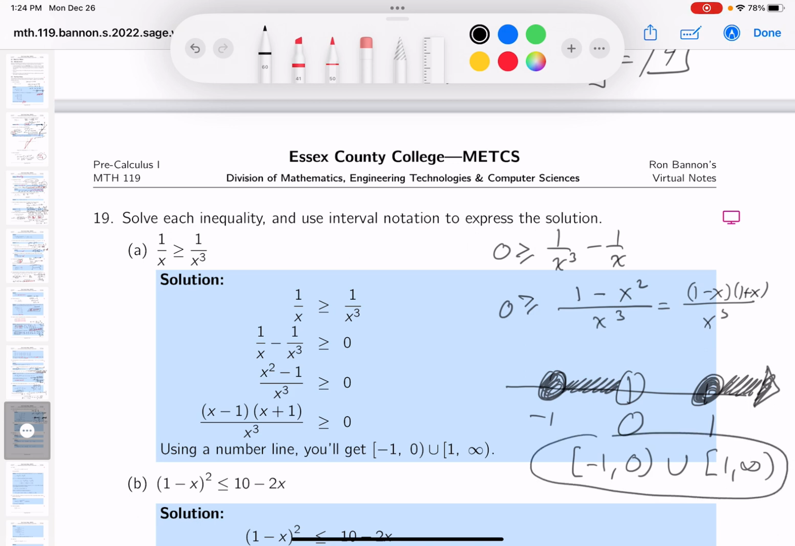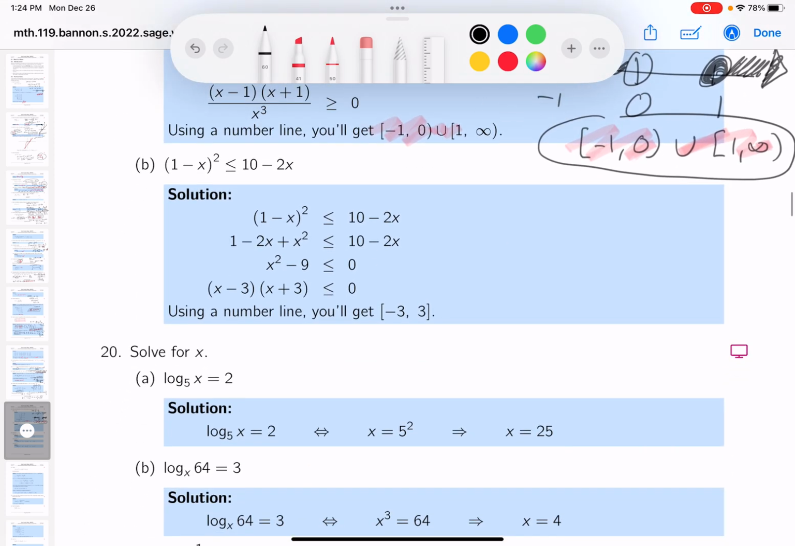Put a box in that, get my red pen out, and see if I got that right. We're doing okay. Let's move on to the next question, which is B. Let's take a look at that one over there. And I would expand it. And what do you get? You would get 1 minus 2x plus x squared less than or equal to 10 minus 2x.